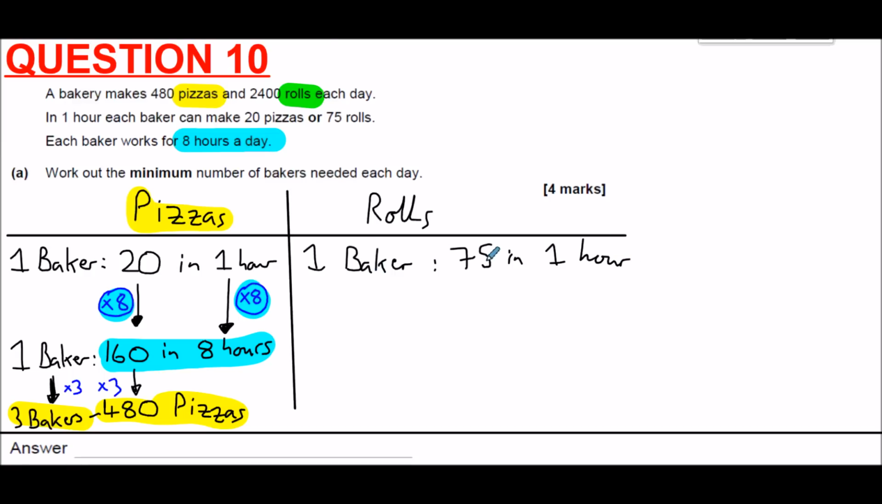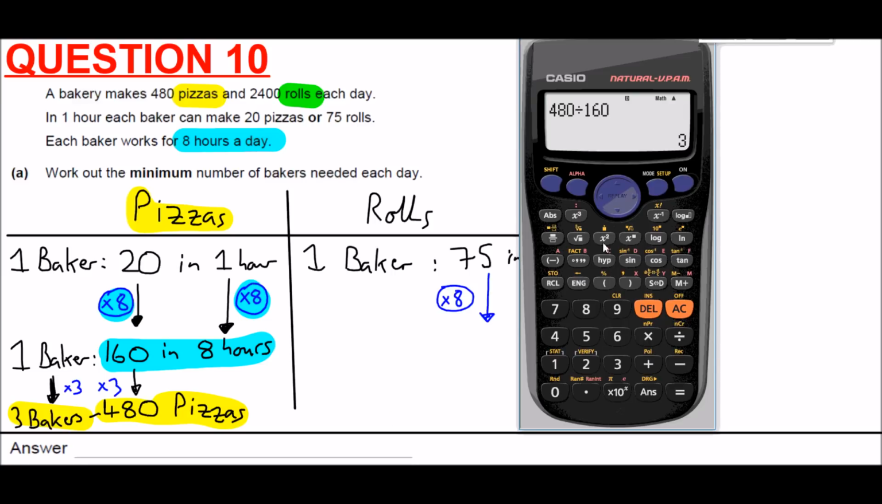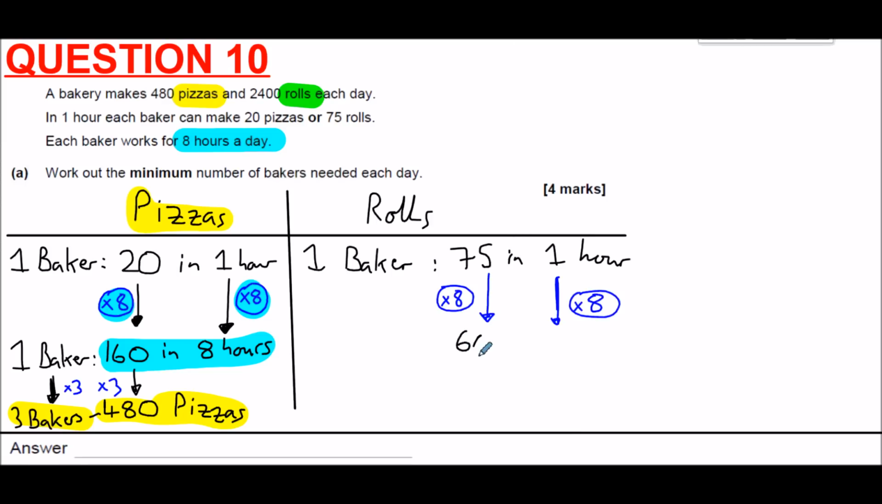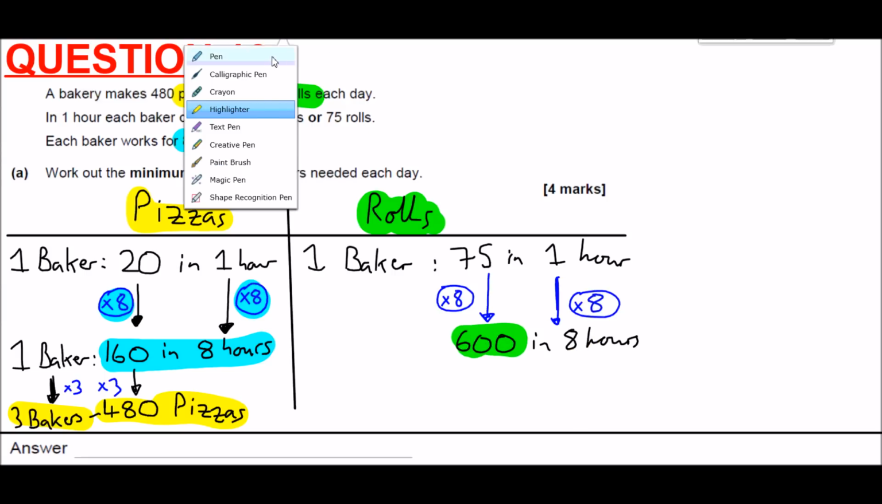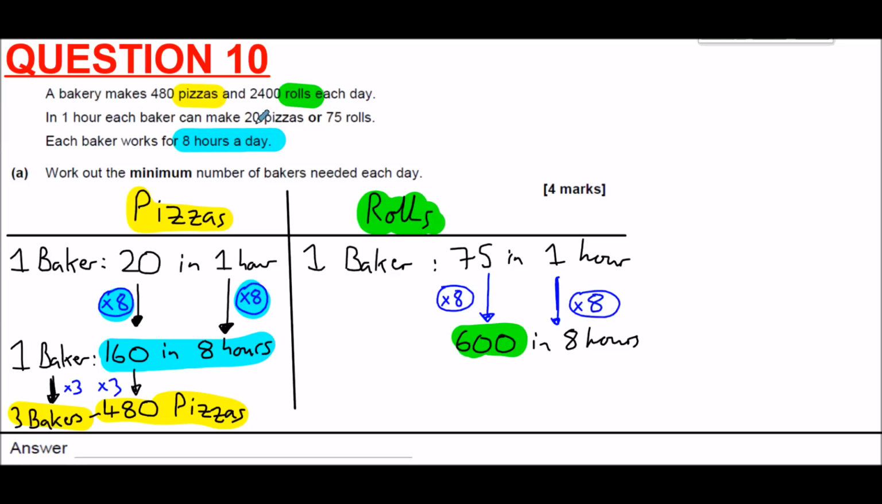So if one baker can make 75 in 1 hour, then in 8 hours, assuming they can work at the same rate, we can multiply that figure by 8. So 75 multiplied by 8 would give us a total number of 600. 600 in 8 hours. 8 hours is a full working day. So each baker can do 600 rolls in a day's work. But of course, we don't want 600. We're wanting here to have 2,400.